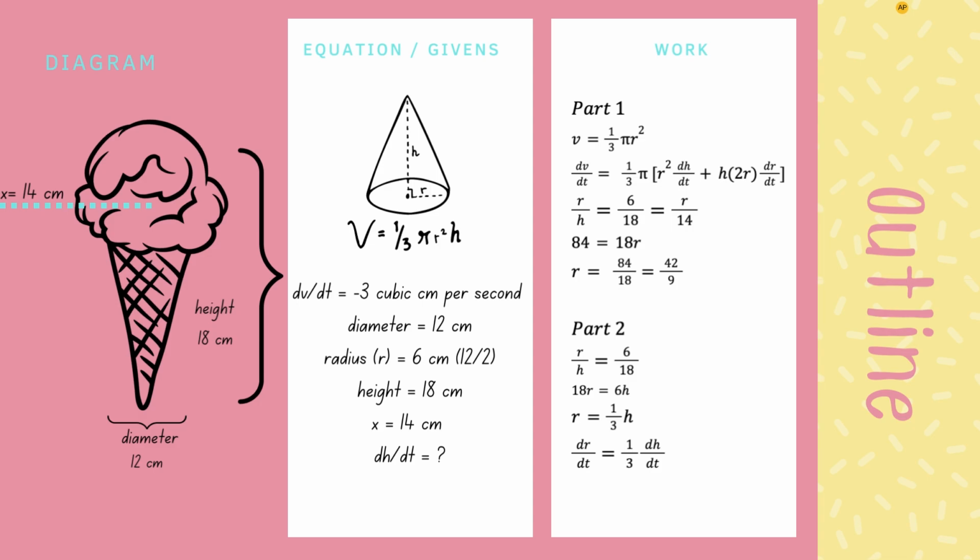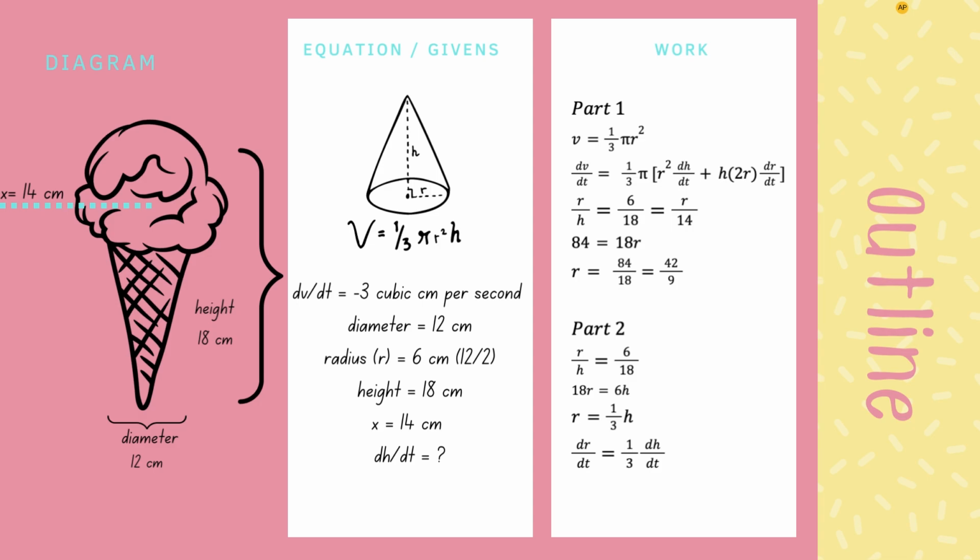To solve for dh/dt, we had to use the formula for the volume of a cone. We then took the derivative of the formula and found the radius of the gelato when it was 14 centimeters deep, and we did so by setting up a proportion of the initial radius and height to the new radius and height that we were starting off at. We found the radius to be 4.666 centimeters.